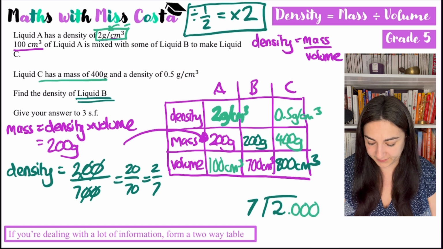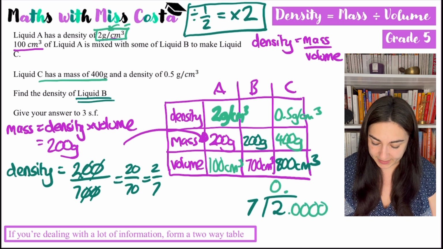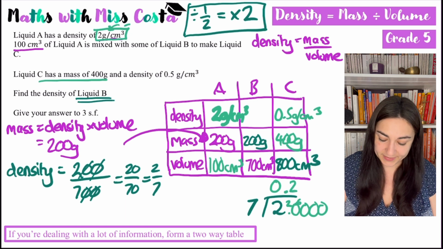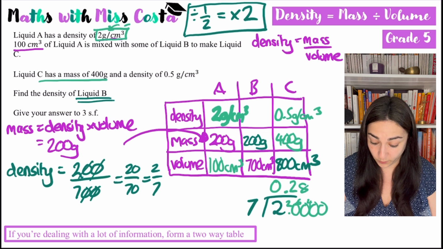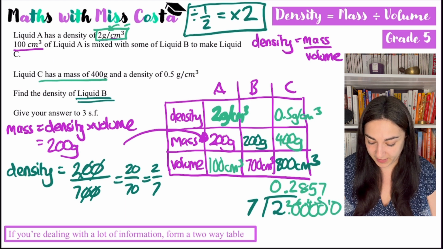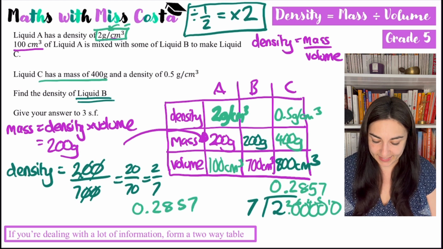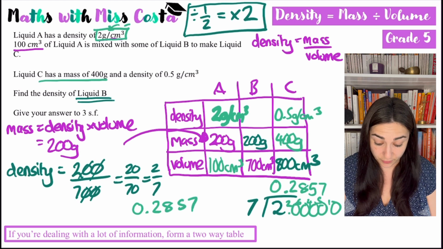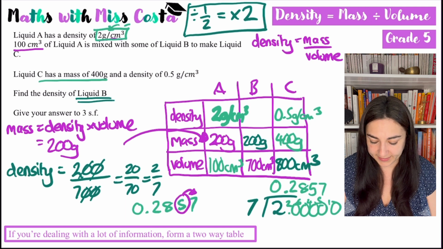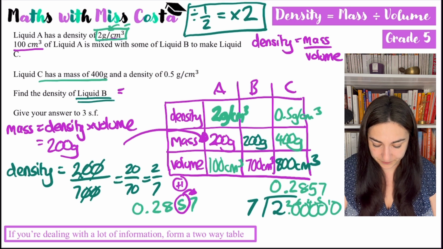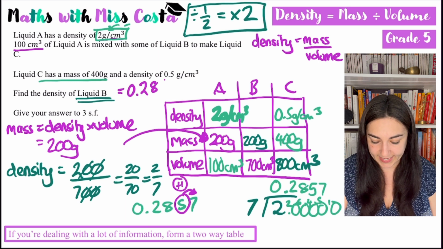7s, and I know I'm going to have 0, so let's just add them now. 7s into 2 go 0, put the decimal point, remainder 2. 7s into 20 go twice, remainder 6. 7s into 60 go 8, remainder 4. 7s into 40 go 5, remainder 5, and 7s into 50 go 7, remainder 1. So I know the density is 0.2857, and it says give it to 3 significant figures. So I circle this, look next door, it's 5 or more, so I add 1 more. So the density of liquid B is 0.286.